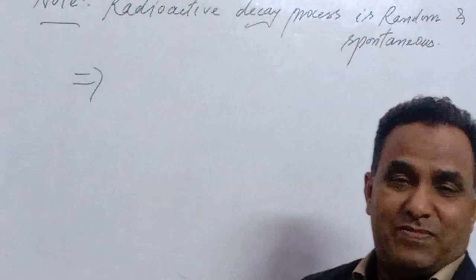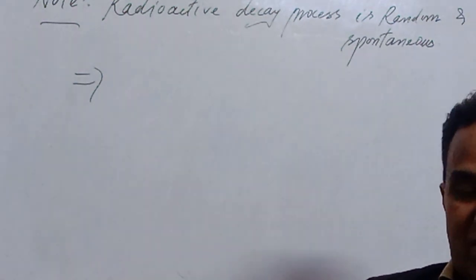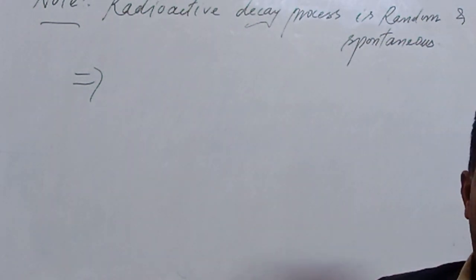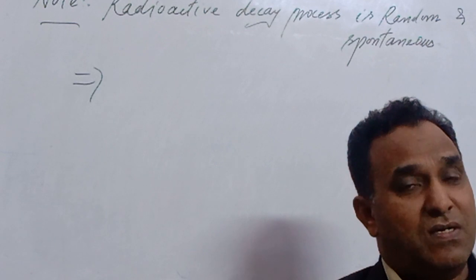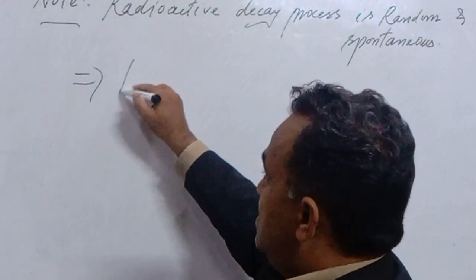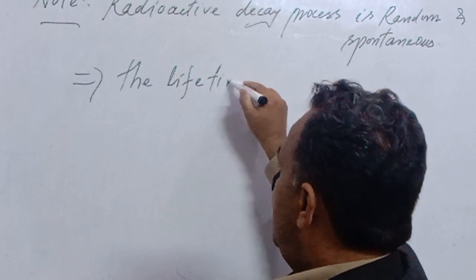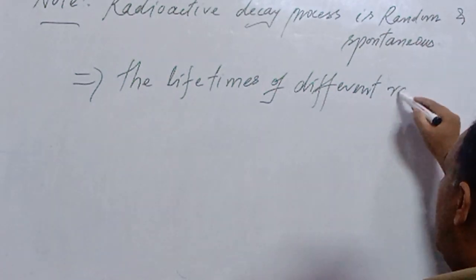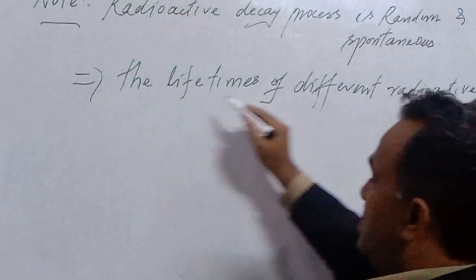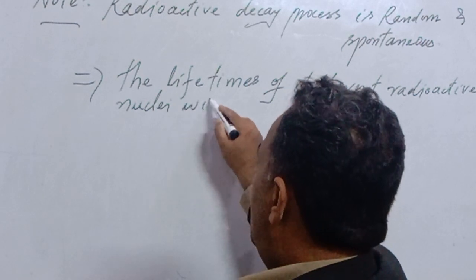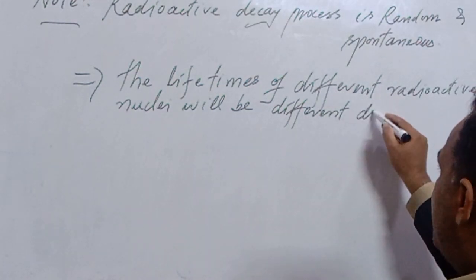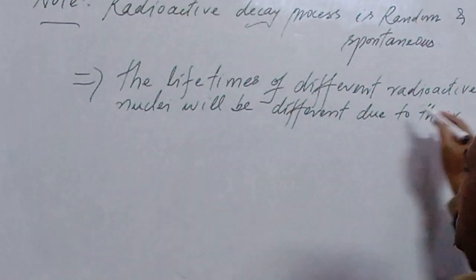Okay, so the random nature of radioactive decay means that different nuclei will have different lifetimes, meaning they will be decaying at different times. That's why their lifetimes will differ from each other. This means the lifetimes of different radioactive nuclei will be random due to their random decays.